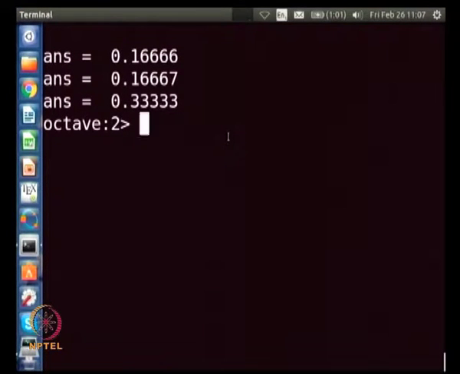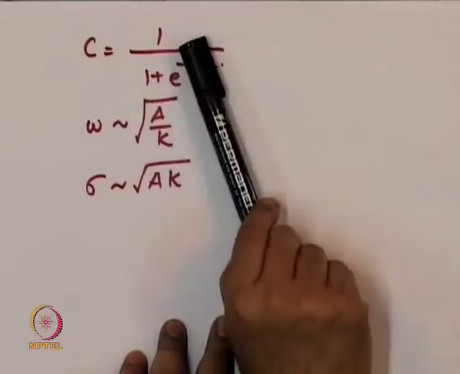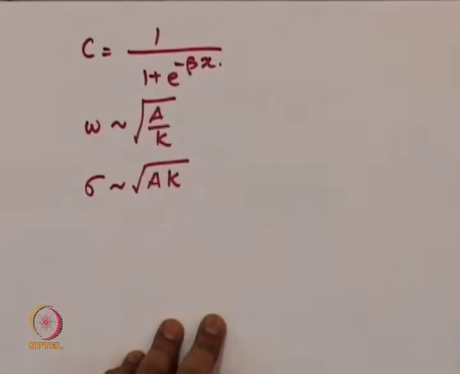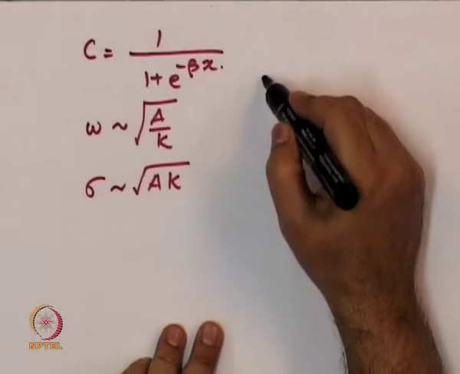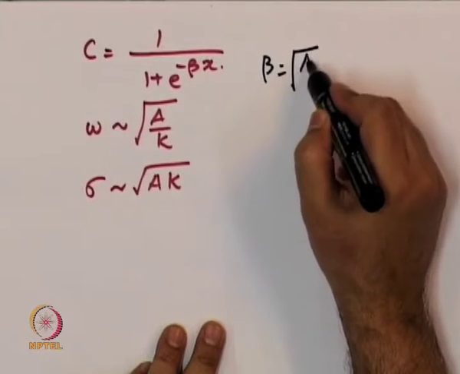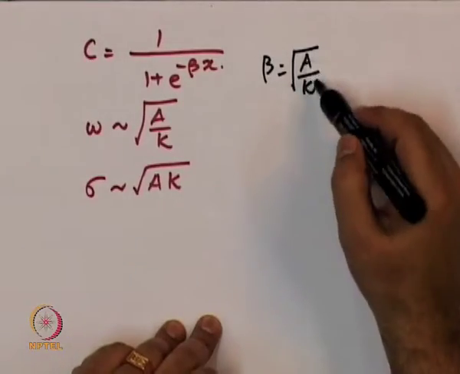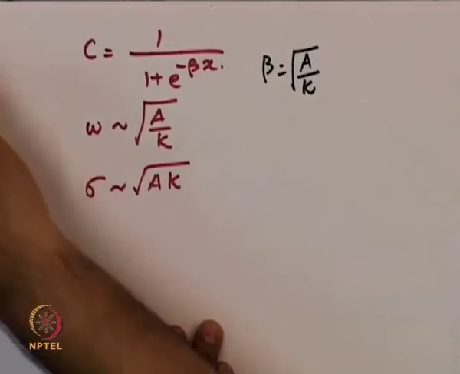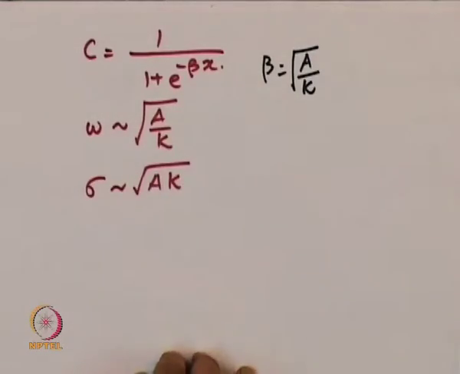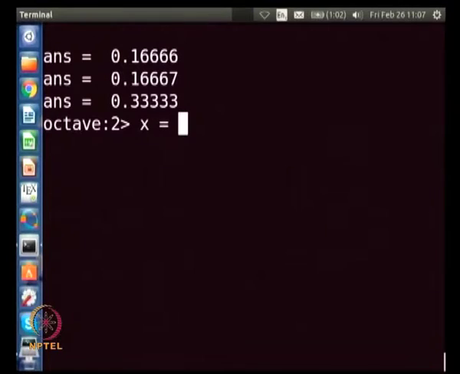Remember, the solution that we obtained is here. It is C is equal to 1 by 1 plus e power minus beta x, where beta was A by kappa. A and kappa are 1, so beta is 1 in our case. So, 1 by 1 plus e power minus x is what we want. So, x, let us take, runs from 0 to 64. Okay. So, that is the analytical solution that I want to plot.